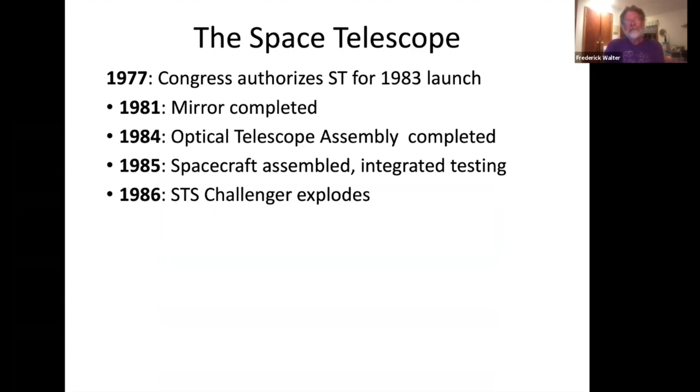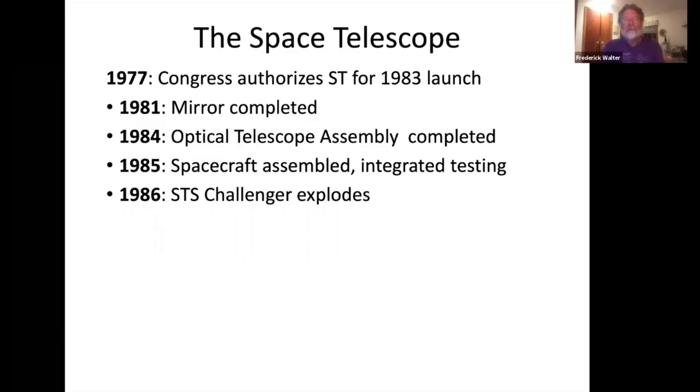So 2 years after NASA rejected the idea of a large space telescope, they authorized a space telescope for launch 6 years later in 1983. The money started flowing, contracts were let, the mirror was completed and polished in 1981. In 1982, I actually started working on the project as a postdoc out in Colorado. I was working at the Ball Aerospace company for a short time as a part-time job in my postdoc, working on the calibration of one of the first-generation instruments.